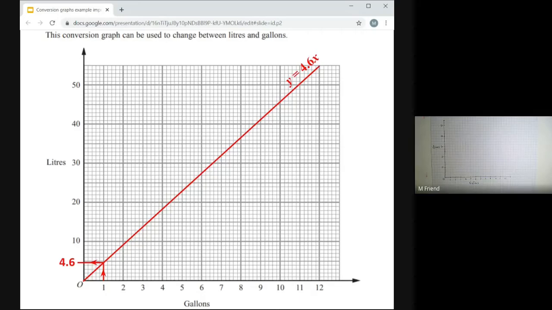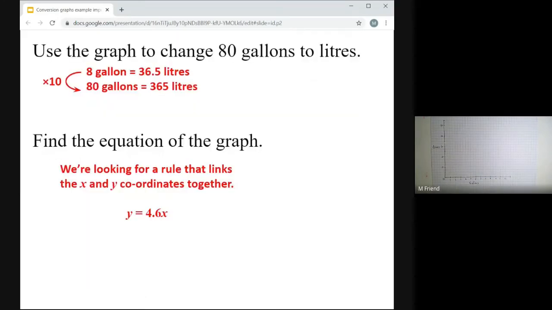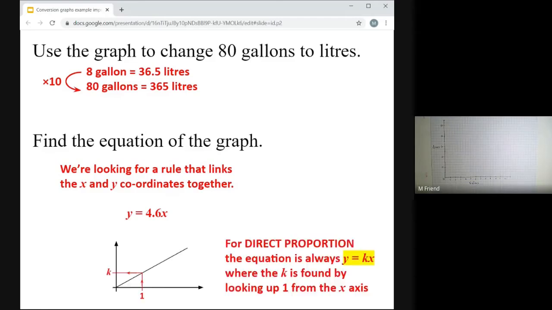Your answers will always be y equals some number times x. And that some number is just what you get when you look up 1 from the x-axis. Let's summarize that then. So the rule was y equals 4.6x, and it's always the case that for a direct proportion situation, remember direct is where as one number goes up, so does the other one, then the equation is just y equals some number times x. I've called it k, y equals k times x.